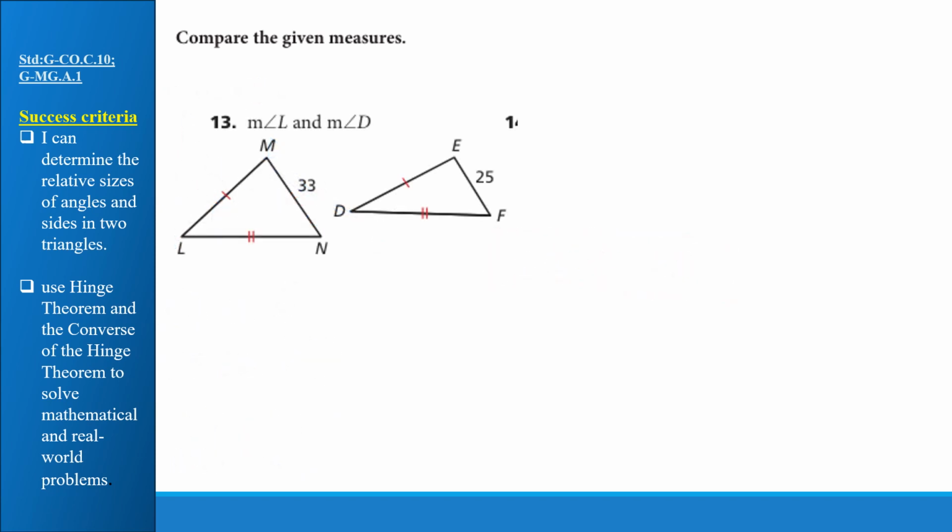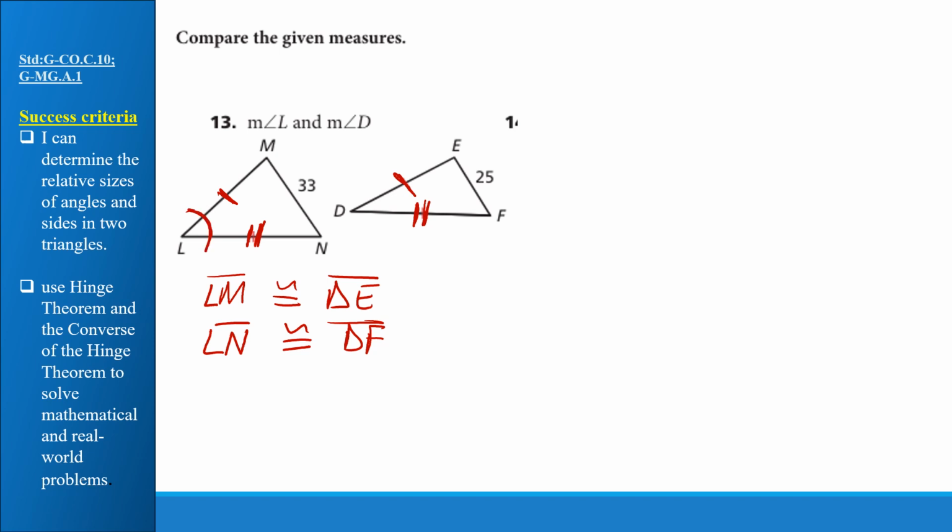Okay, same way, pause the video and try to do it yourself. Let's check: side LM has one dash and DE has one dash, so they are congruent to each other. The other two sides, LN and DF, are also congruent to each other. Now check the included angle. The included angle is angle L, and here the included angle is angle D.